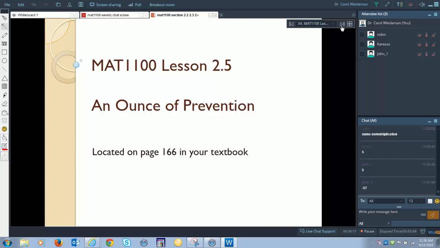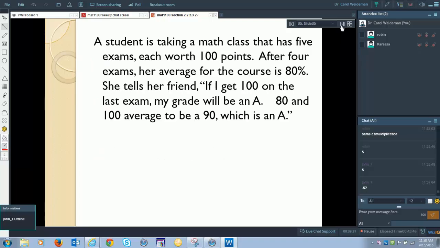And this is your first introduction to statistics. And in this section, we're going to do means. So a student is taking a math class that has 5 exams, and each one is worth 100 points.